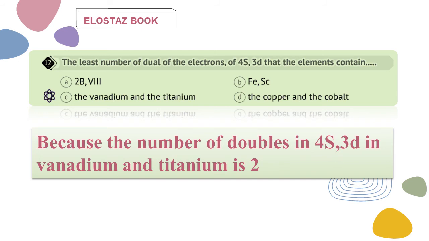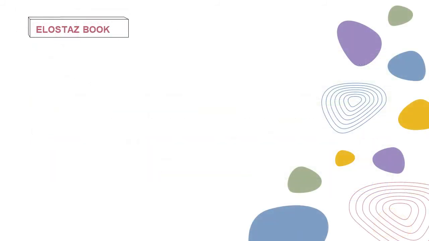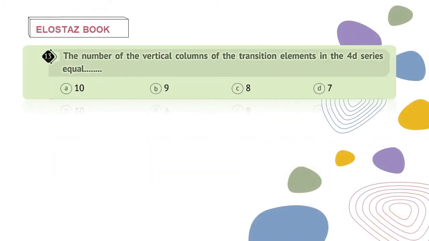Let's go into question 13. Question 13 says: the number of vertical columns of the transition elements in the 4D series equals what? We have different choices here. The first one will be 10, 9, 8, and 7.